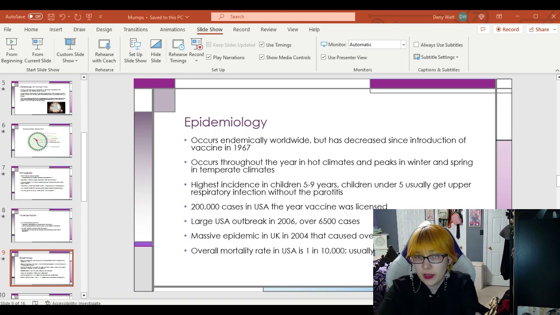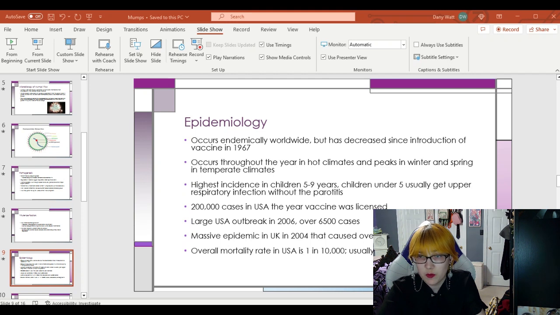It's most common in children between the ages of 5 and 9 years old, and kids under 5 that get it usually also get an upper respiratory infection, but they don't get that pericarditis, they don't get that swelling. In the year that the vaccine was licensed, so in 1967, there were 200,000 cases in the USA alone, but it's gone down a lot since then.